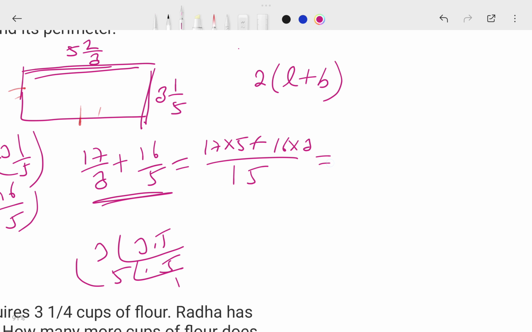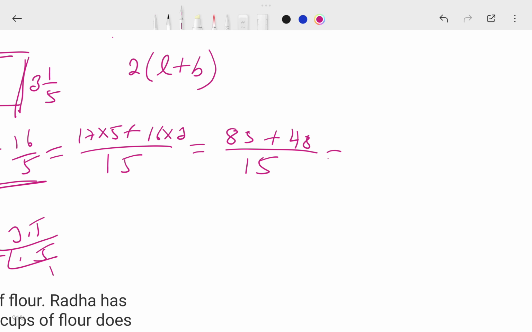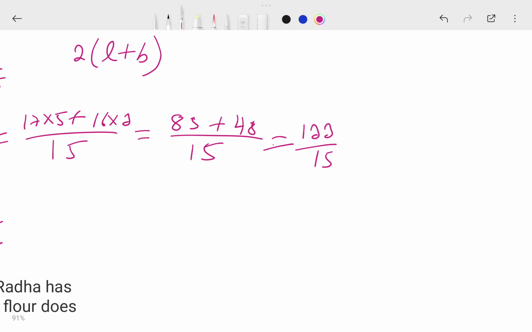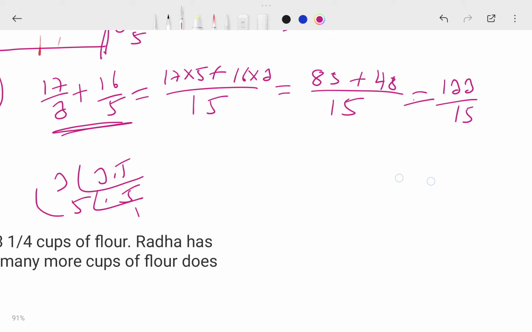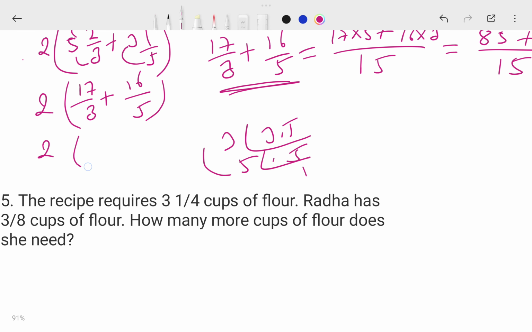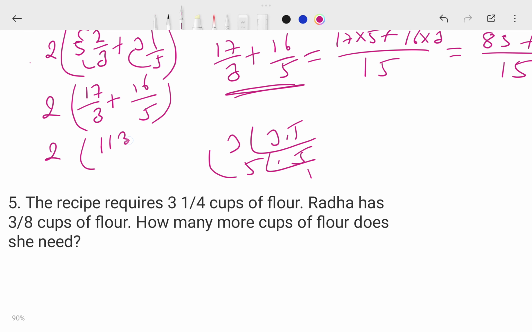Now what do we have to do? We can write like this, 15, and now 17 5s are 85, plus this is 48. Now add these two. If you add this, it is going to be 133, over 15. Now how will we multiply? We can see what the answer is. So here we get 133 by 15.